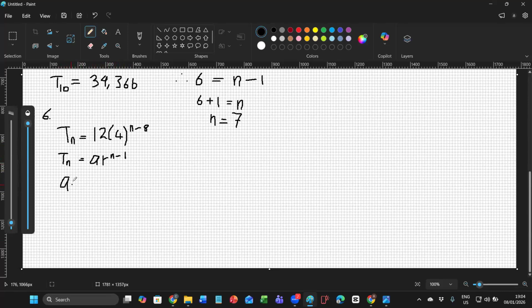A R raised to n minus 1 equals 12, 4 raised to power n minus 8.